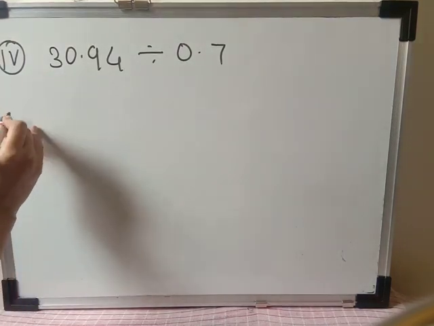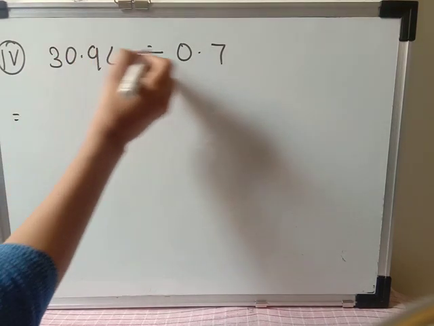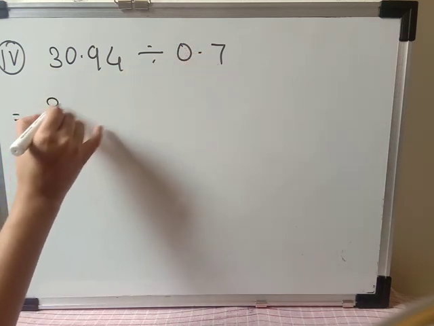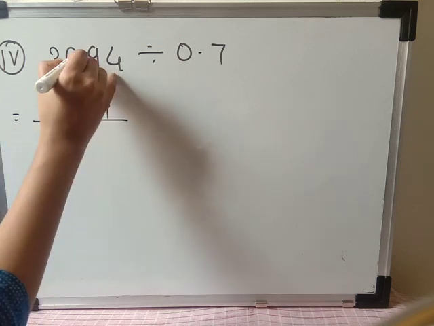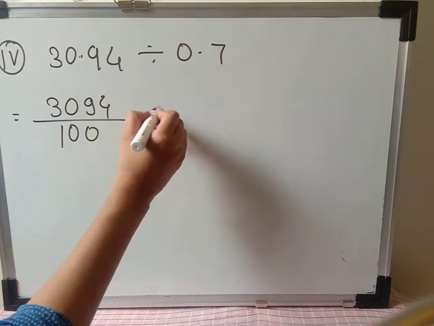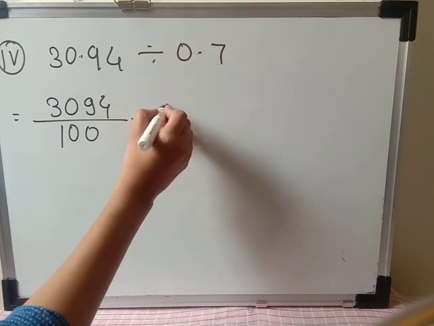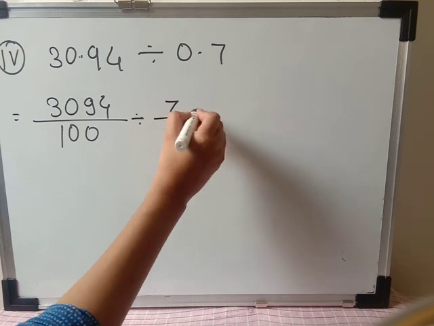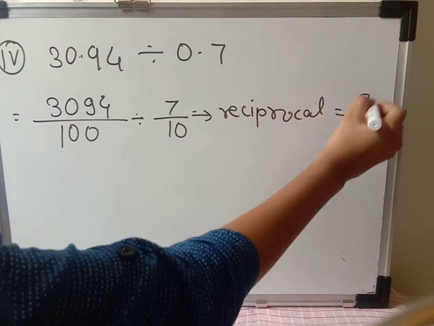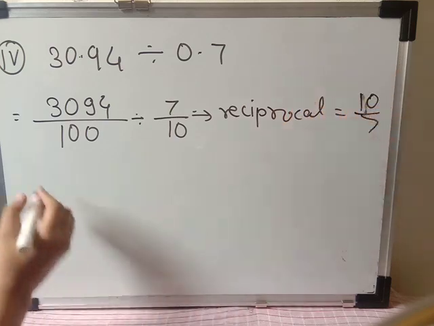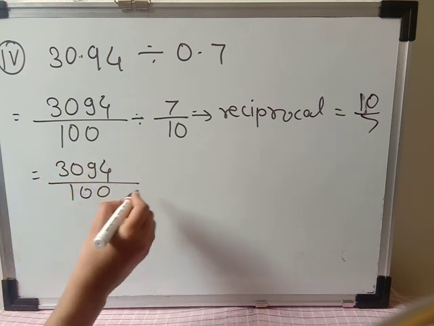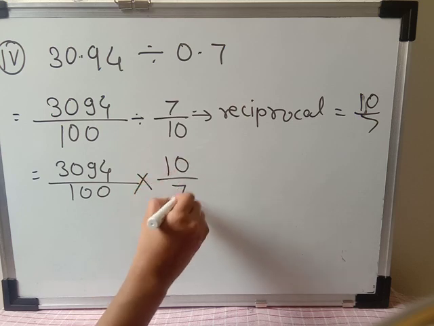Now again, the fourth example is similar to the previous one. So before doing the division we have to remove the decimal sign. So this number will become 3094 upon, after the decimal 2 places are there, it means the denominator will be 100, and divided by, here remove the decimal of this number, here will come 7 and 10. Take the reciprocal of this number, and here will come 10 upon 7. We have taken the reciprocal, it means the division sign will be replaced by the multiplication sign, and here will come 10 upon 7.